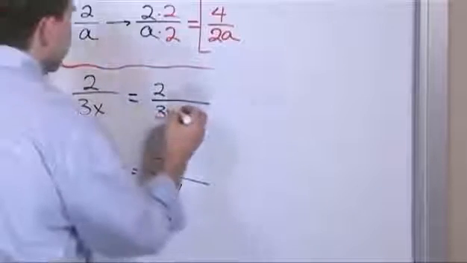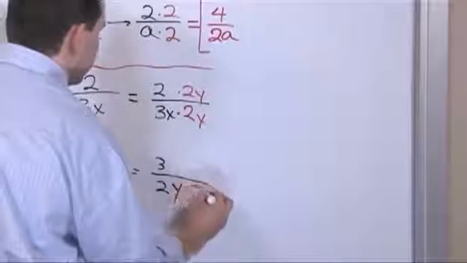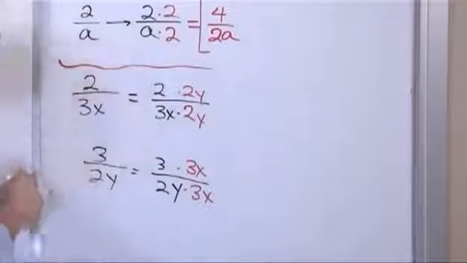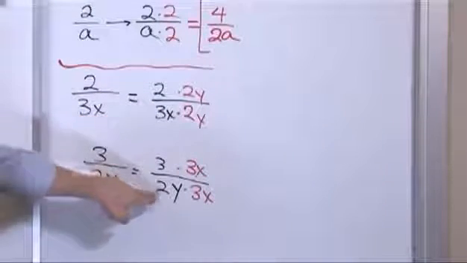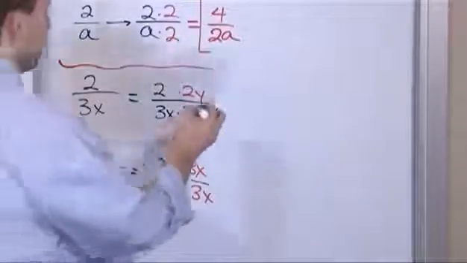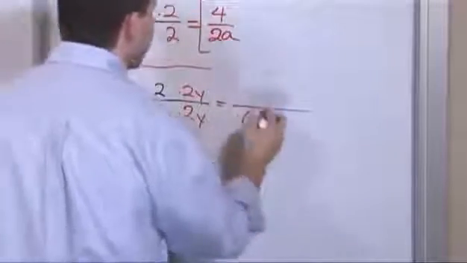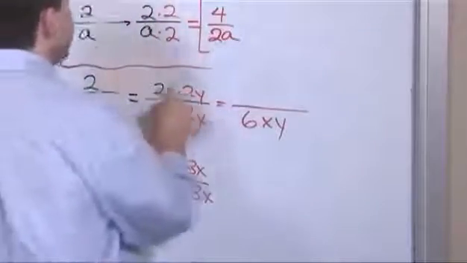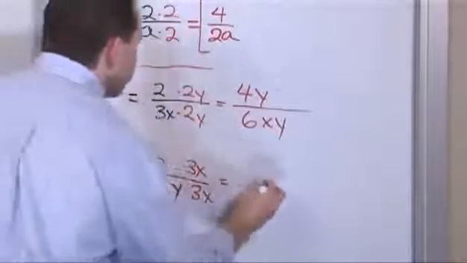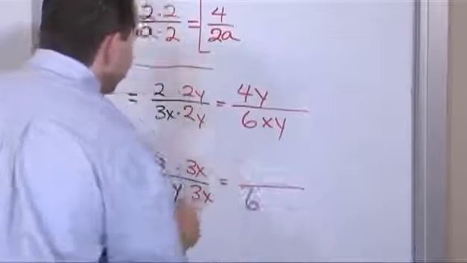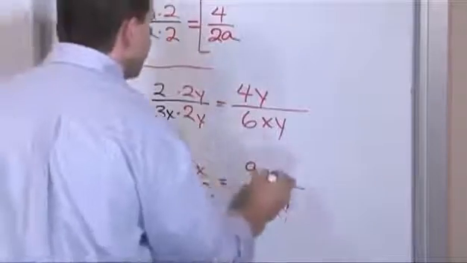Well, if I multiply this guy by 2y on the top and the bottom, and multiply this one by 3x on the top and the bottom, I'm basically just taking this denominator and multiplying by this one, and I'm taking this denominator and multiplying by the other one. Then on the bottom, I'm going to have 3 times 2 is 6, x times y is xy, that's all you can do with that. 2 times 2 is 4, and then you have your y sitting out here. And then over in the bottom, 3 times 2 is 6, x times y is xy, 3 times 3 is 9 times x. So here we go.